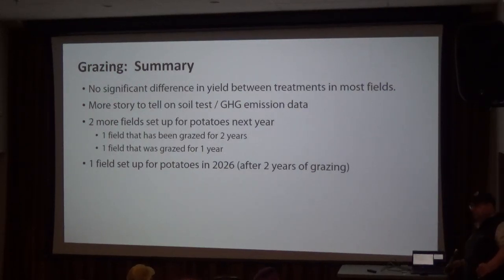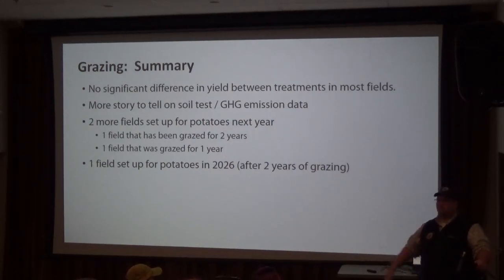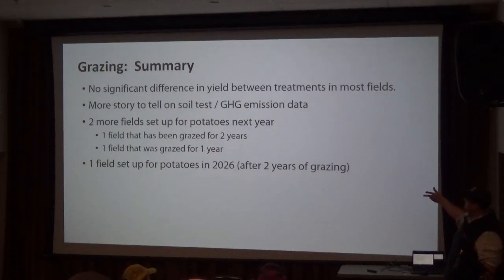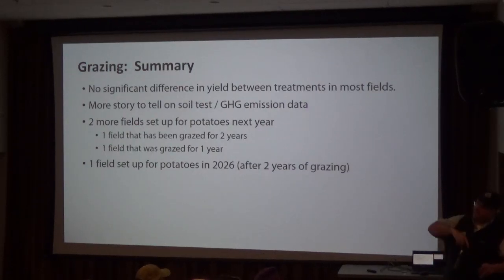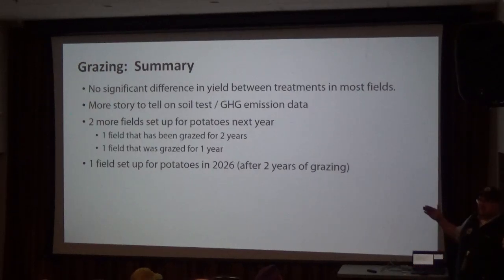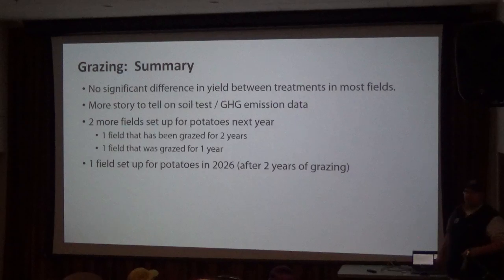A couple of those fields are now going to get grazed for a full rotation again, so they're going to get grazed for 2 more years and then back into potatoes in 2027. There are 2 more fields that have been grazed previously that are going to be in potatoes this year. And I have another field that started being grazed this year. It was grazed last year, it's going to be grazed this year, and it's going to be potatoes in 26. So over the length of this Living Labs project, we should have 7 or 8 field day years' worth of data to share.